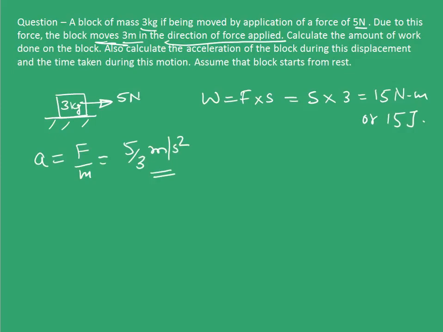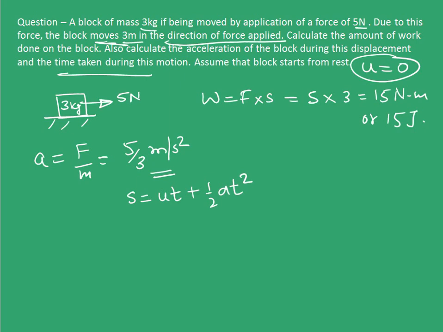Now we have been asked to calculate the time taken during this motion. Also, we have been given that block starts from rest, that is, u is equal to 0. So we will use the equation of motion S equal to ut plus half a t square to compute time. As u is 0, this term goes to 0. Therefore, this implies S is half a t square. Now I will substitute the values of S and a to get time t.